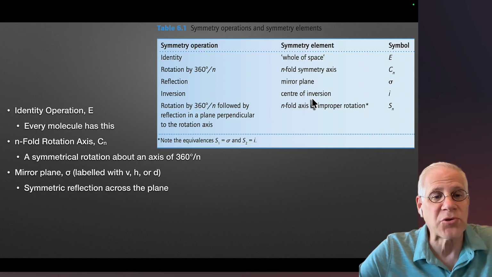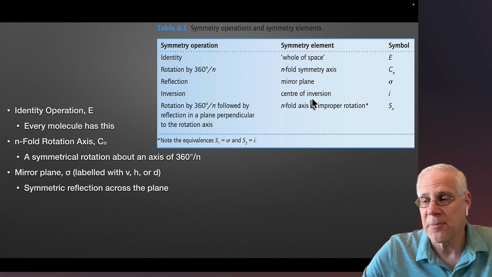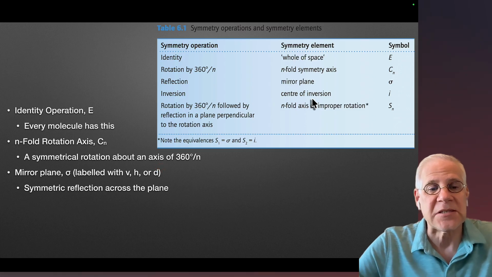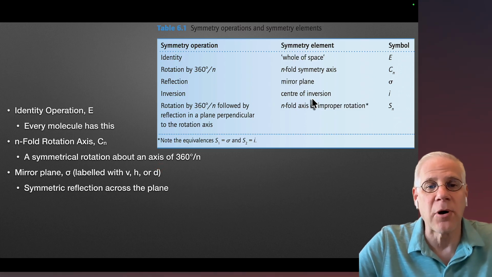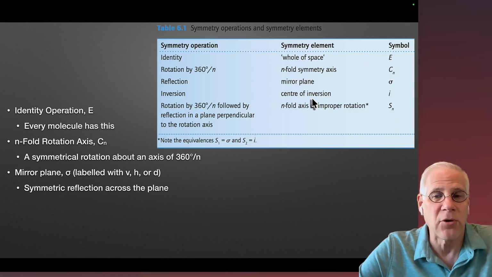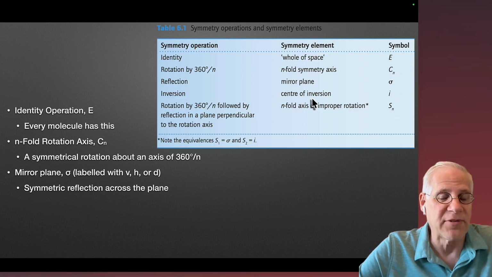We have mirror planes, which are given the symbol sigma, and oftentimes your mirror planes can be labeled with subscripts: sigma v, meaning a vertical plane, sigma h, meaning a horizontal plane, or sigma d, which means a diagonal plane. This is a symmetric reflection across the plane, kind of like your hands. If you hold your hands up together, you see that they reflect each other. So if you held your right hand up to a mirror, the reflection would look just like your left hand.